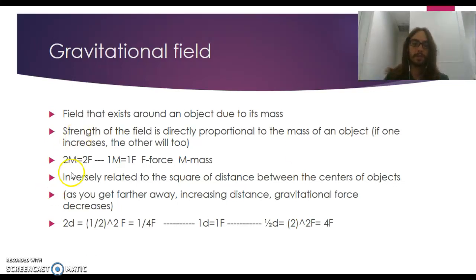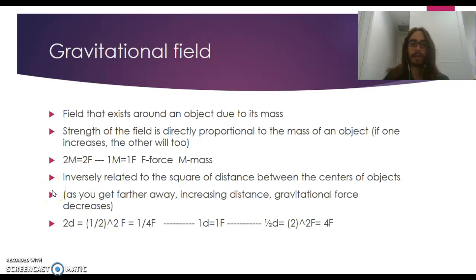So here are some examples. 2m, that's 2 mass, equals 2F, 2 of force of gravity. If you change that to 1, it would also be equal to 1. So, F is force due to gravity and m is mass. So that's that direct relationship.